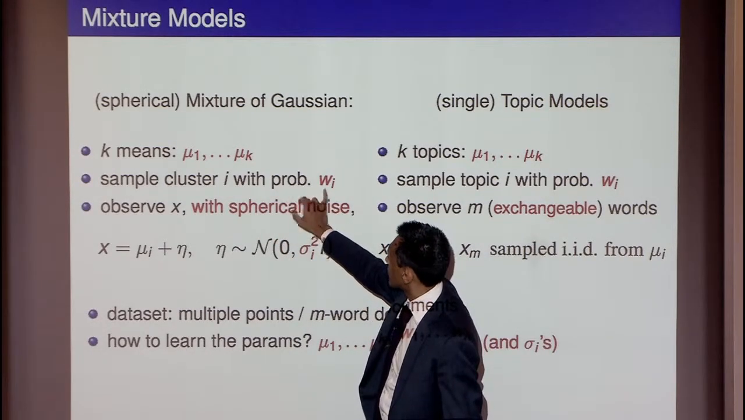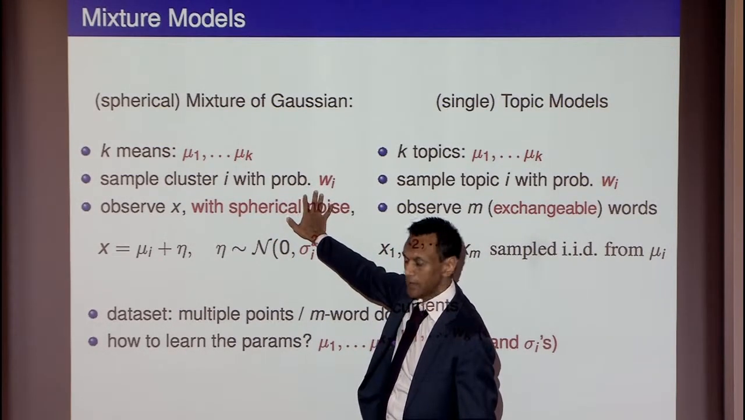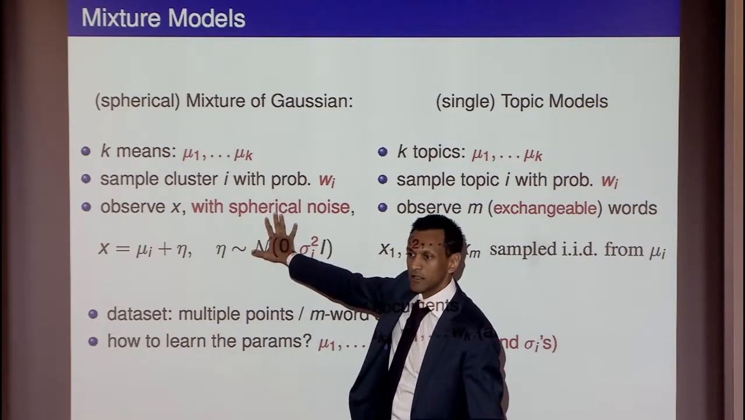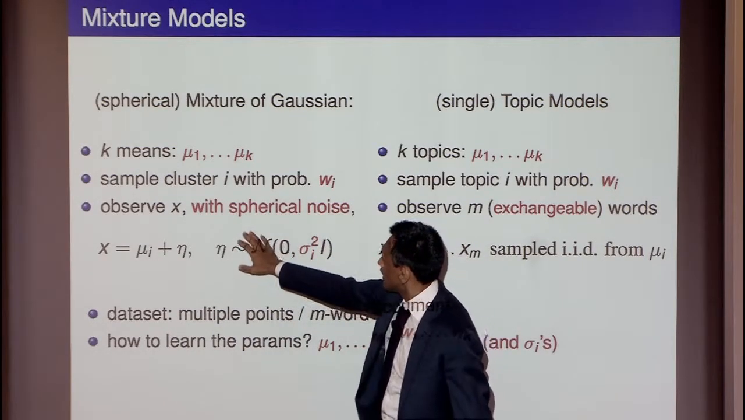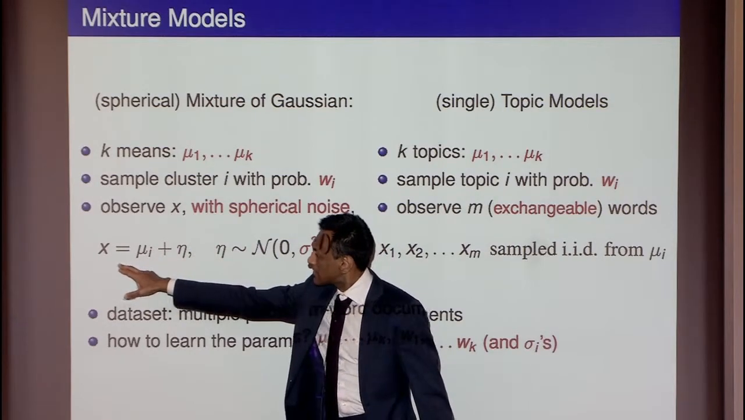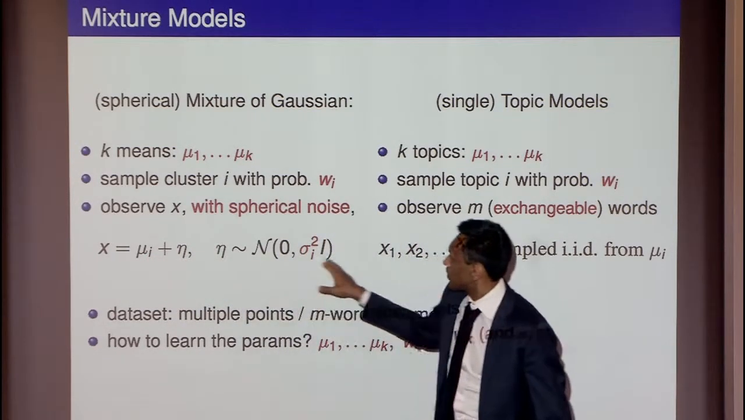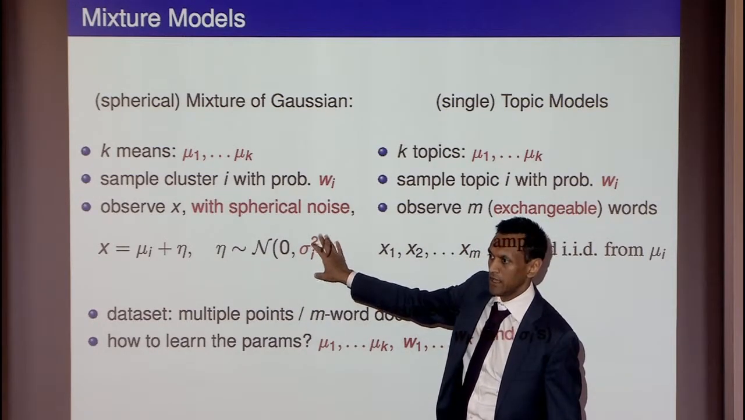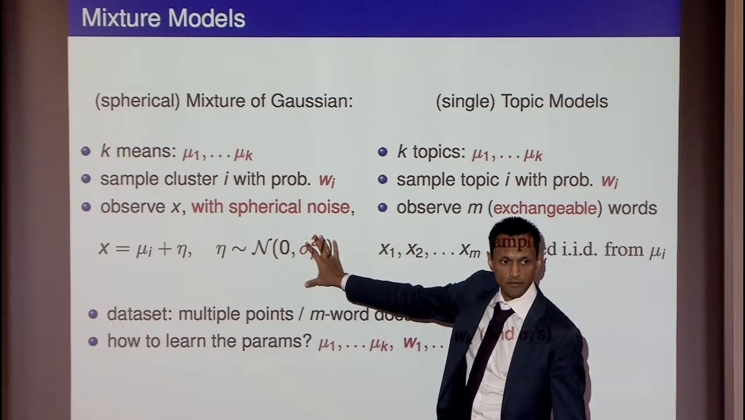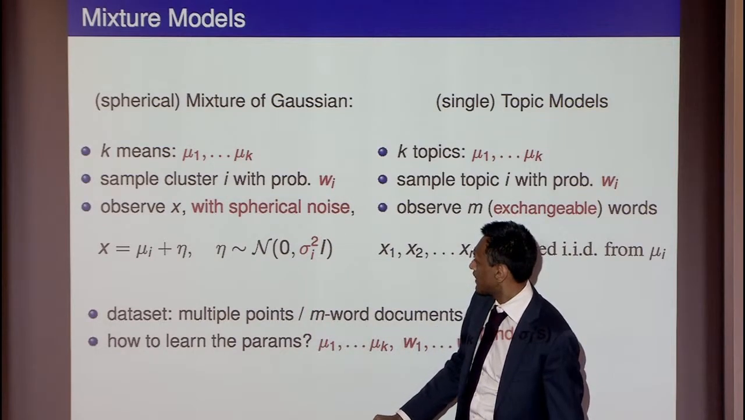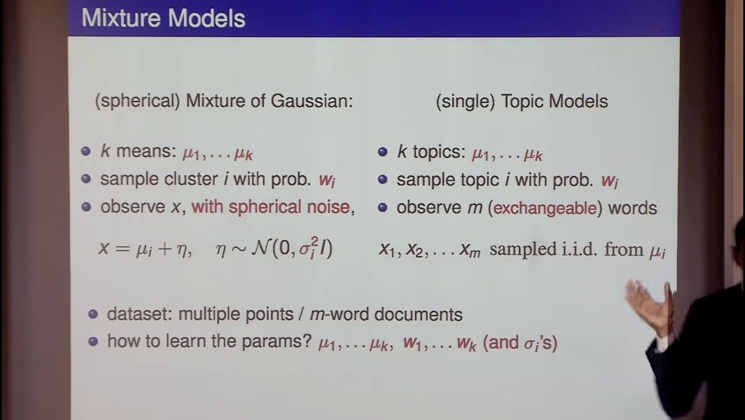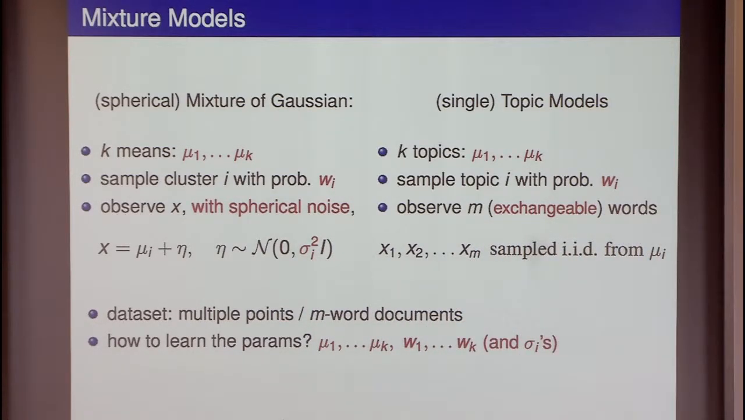First, we're going to sample a cluster i with probability wi. Then, for now, let's assume we have spherical noise. We're going to get a data point x, which is a mean, plus some noise, where the data point is perturbed by some spherical Gaussian noise. And our data set is going to be just a bunch of points in some space. Okay, so we're clear with that?